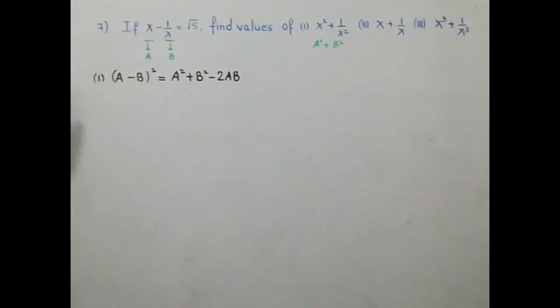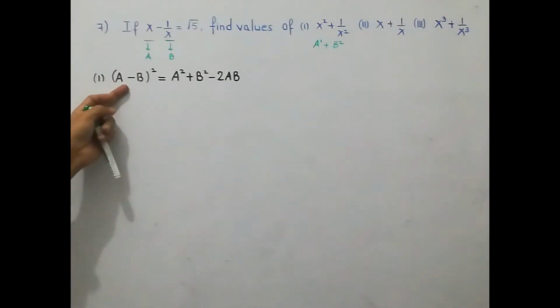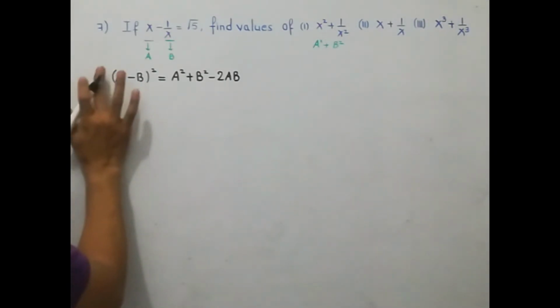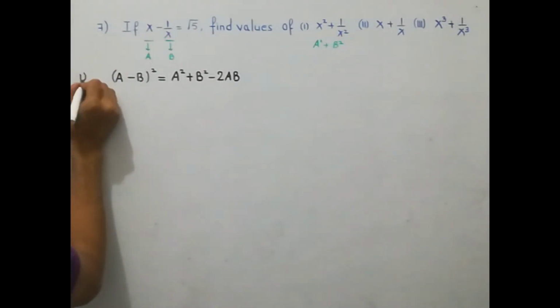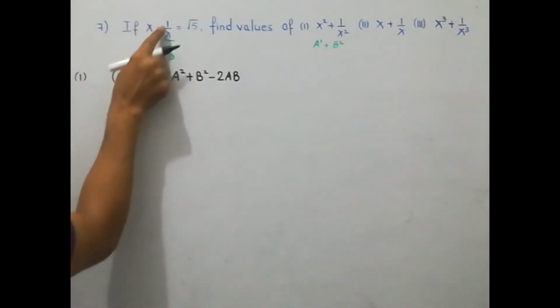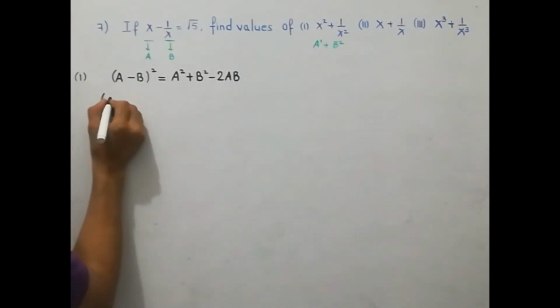Now remember, if a minus b is given, we are going to apply the formula for a minus b whole square. If it was plus, we would apply the formula for plus. Now in this one, a minus b, so a is x, b is 1 upon x. So let's replace it.